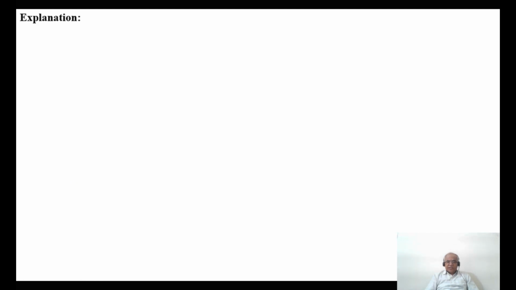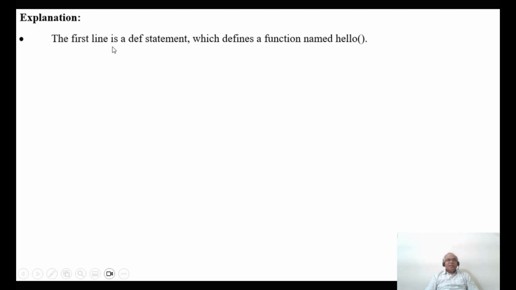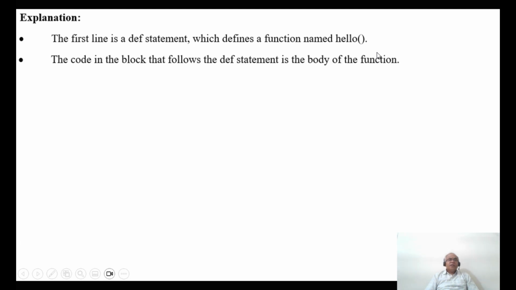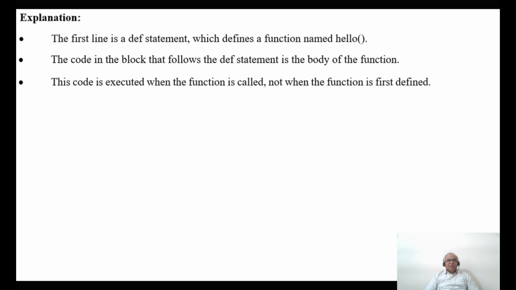So what is the explanation for this? The first line is a def statement which defines a function named hello. The code in the block that follows the def statement is the body of the function, like print howdy with 3 exclamation marks, and print hello there. This code is executed when the function is called, not when the function is defined.